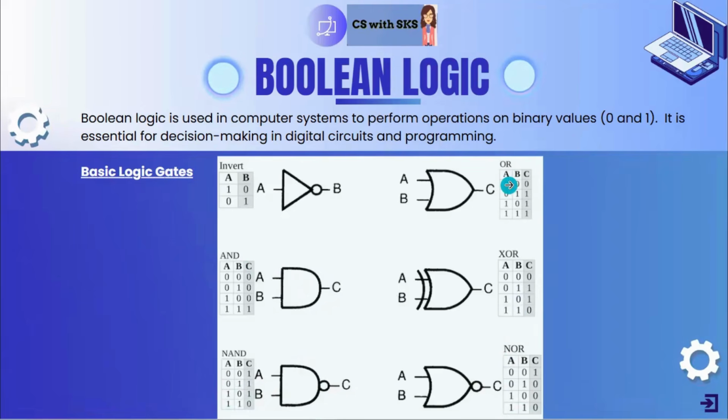XOR gate gives you 1 as output when your inputs are not similar. Yeah, it gives you 0 when both the inputs are same. For example, if 0 and 0 is the input, then you get 0 as output. Or if 1 and 1 is the input, then you get 0 as output. So this is all about Boolean logic or logic gates.